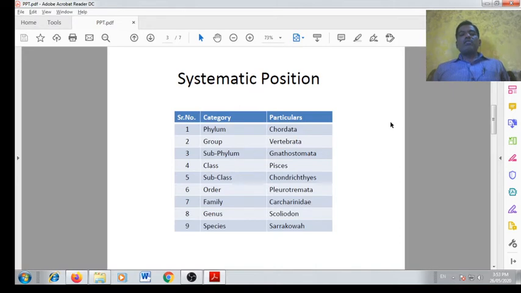Scoliodon is included in class Pisces because all the fishes are included in class Pisces, as the locomotory organs are fins, respiration occurs with the help of gills, and the body is streamlined. Then it is included in subclass Elasmobranchii because the endoskeleton is made up of cartilage. Then it is included in order Pleurotremata, family Carcharhinidae, genus Scoliodon, and species sorrakowah.